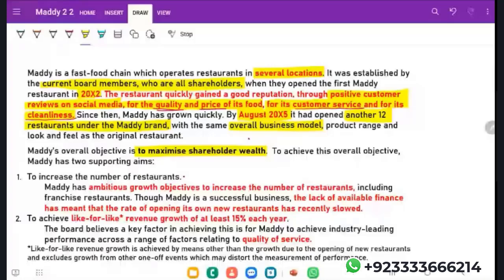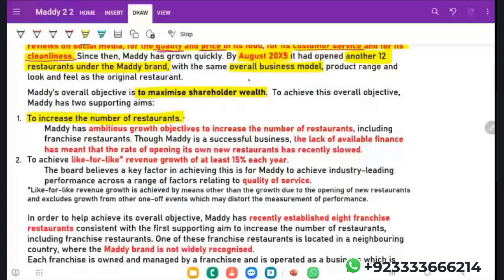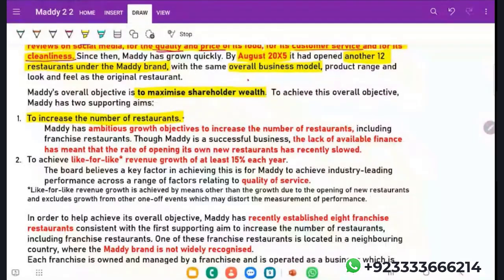To achieve this overall objective, Medi has two supporting aims. The first aim is to increase the number of restaurants, right? And Medi has ambitious growth objectives to increase the number of restaurants, including franchise restaurants. Though Medi is a successful business, the lack of available finance has meant that the rate of opening its new restaurants has recently slowed. So you need to understand. Do you think it's a problem for the company?